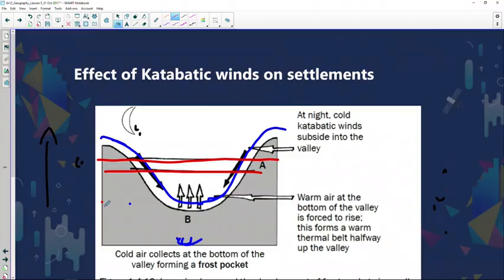As you can see, the temperature is increasing from point B to point A. It's not normal. In the bottom of the valley, a frost pocket is developed, so all the cool air is collected, and as we move up, warmer conditions. Now, like we discussed, this usually happens in settlement areas, especially for farmers.